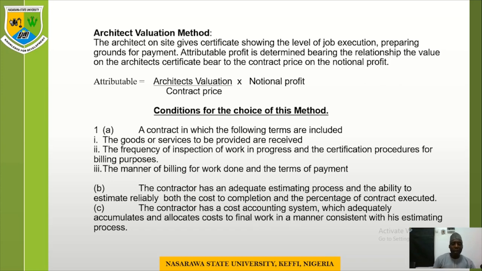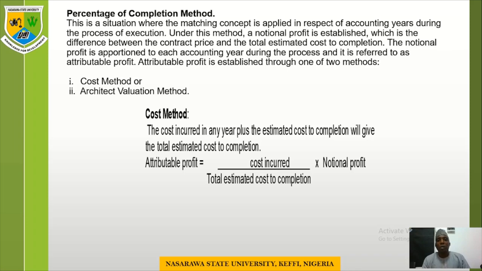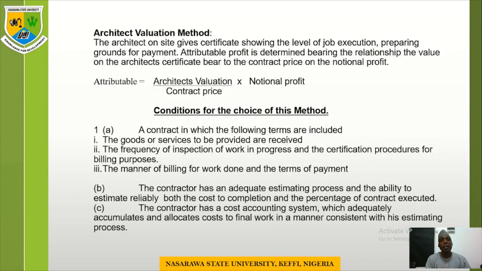Let me tell you, if you are to compute your attributable profit using the architectural valuation method, we are saying that the architect, these are the experts, the professionals who know much about constructions, will normally come to the site and carry out an assessment of the level of progress of work. Then they issue a certificate based on the level of job you executed. This is done in order to prepare ground for payment. Now, attributable profit is determined here bearing in mind the relationship the value on the certificate bears to the contract price and the notional profit.